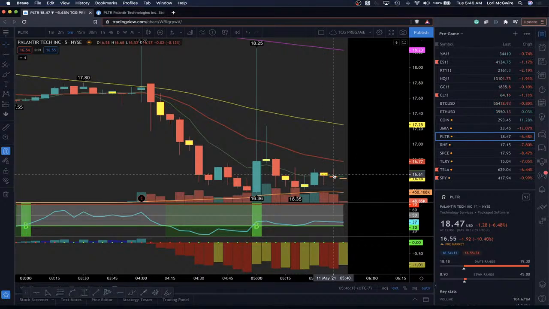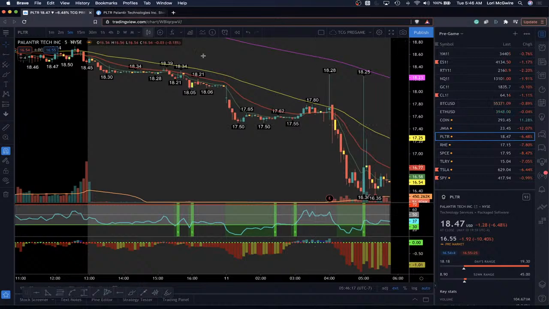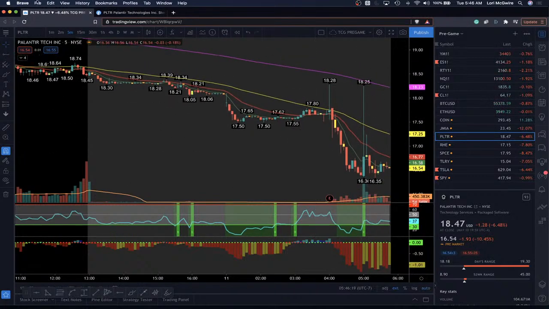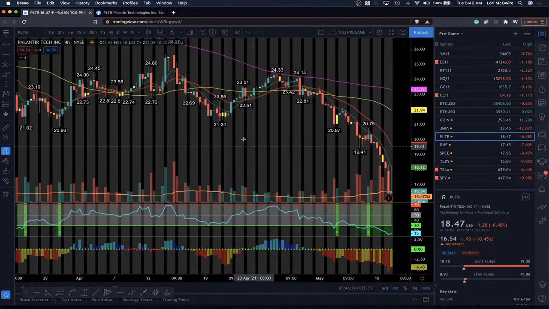So we have resistance up at 1668, 1724, 1825, support 1635, and then I had the levels. What's on my other chart? Down at 16, we have a gap.